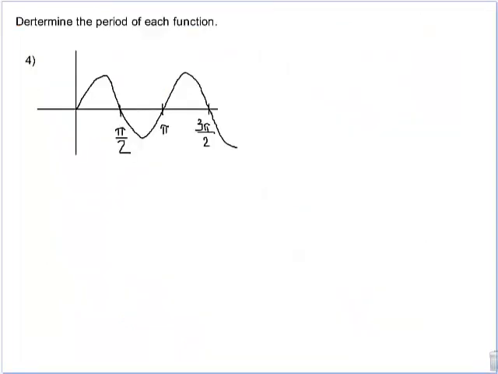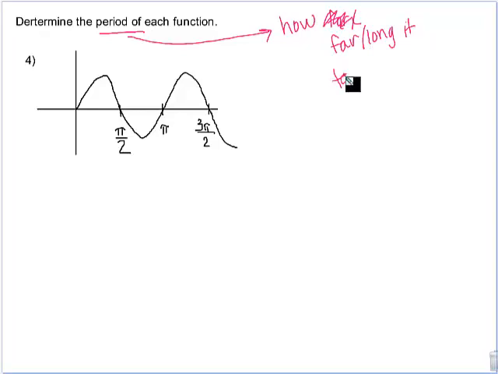So here I drew a graph up here, and the period is how far or how long it takes to start repeating. Here's a sketch of a graph, and we want to decide when this graph starts to repeat itself. When would it start to overlap itself, or start doing the same pattern?